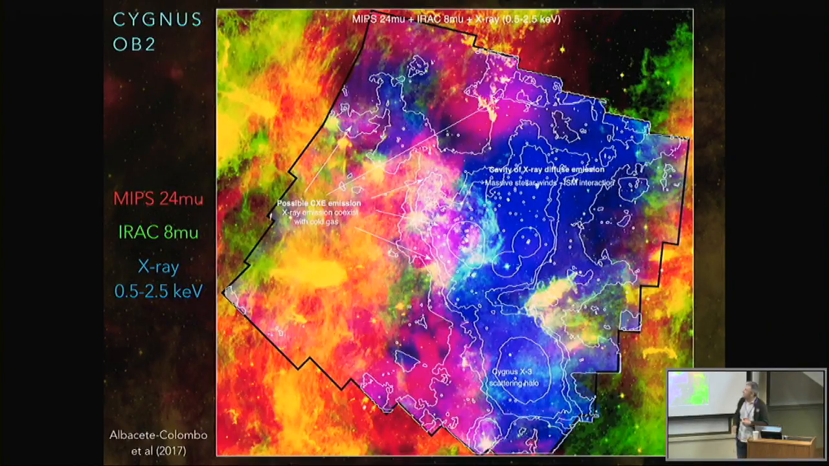And there it is. Here is the survey area outlined in black. You see the MIPS and the IRAC bands in red and green, and the X-ray diffuse emission is the blue. The hot diffuse gas essentially fills this cavity that you see outlined by the Spitzer dust emission. The OB stars are the white circles, and they lie in a bit of a filament shape across the middle.